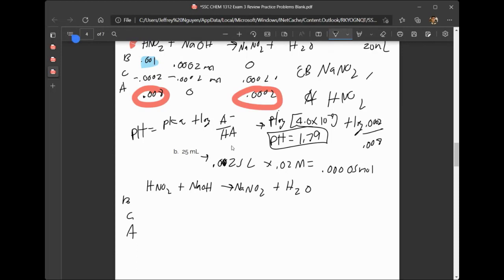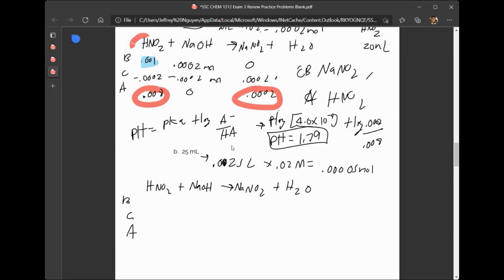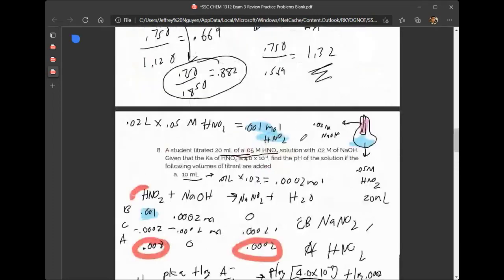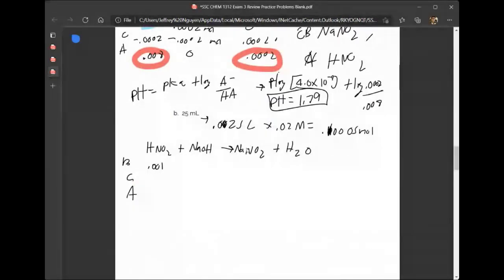Gotcha. Okay, that's a good point. So 0.025 times 0.02, and then you just sub in zeros. So like that. So HNO2 is going to be 0.001 if we got that problem from up there. And then we have NaOH, which is another 0.0005. And then we do zero because we have none of that in solution.